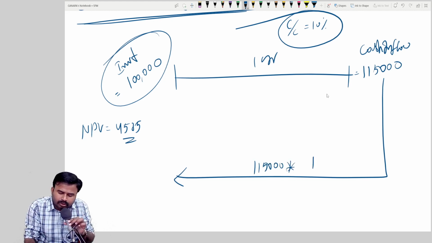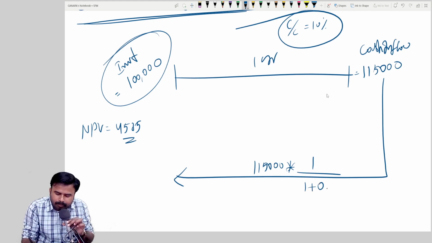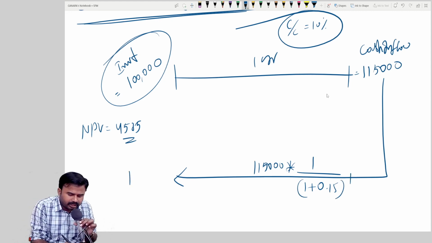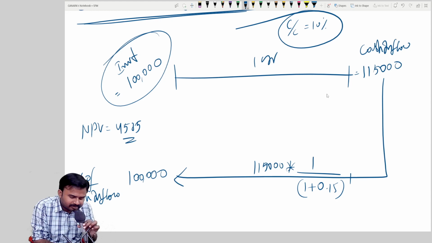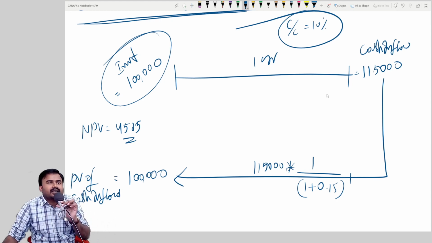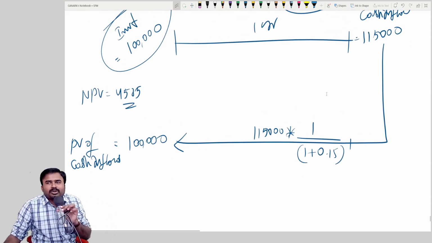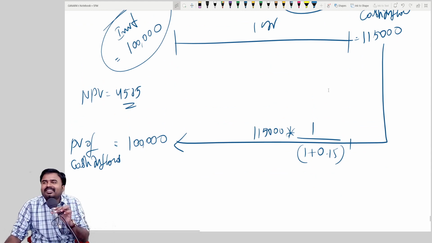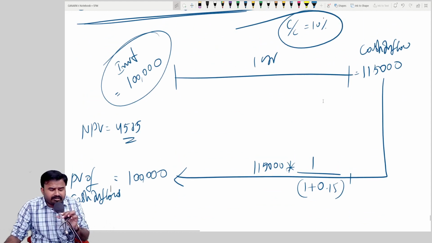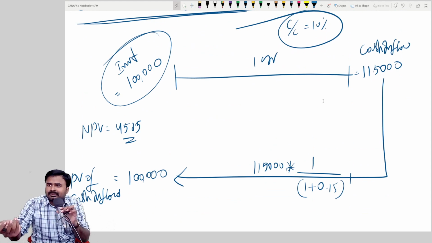1,15,000 into 1 by 1 plus 0.15 whole to the power of 1, and that should give me 1 lakh present value of inflow. And don't say me any other number, okay? Present value of cash inflows is equal to 1 lakh, right? First of all, actually the cash inflow is 1,15,000, but after discounting, how much did I get? 1 lakh.